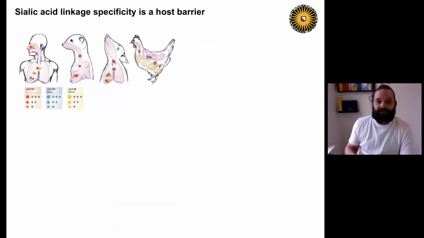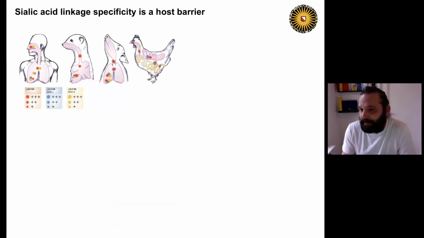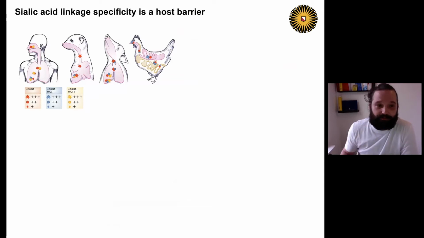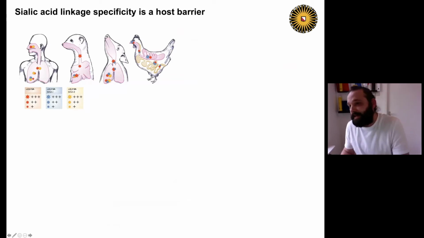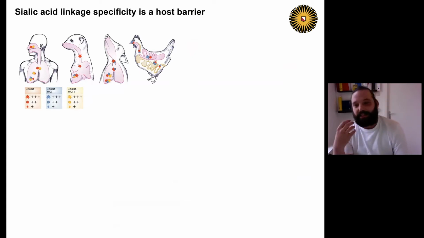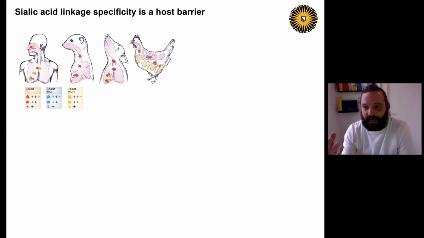And as mentioned before, sialic acid linkage specificity is a host barrier, which also makes sense if we look at where these different sialic acids are expressed. So this is a lectin stain with plant lectins, so it's not super correct. But we, for example, know that human type receptors, alpha-2,6 linked sialic acids that human viruses bind, we express predominantly in our upper respiratory tract. So it makes sense that if you sneeze, you spread this virus very efficiently.